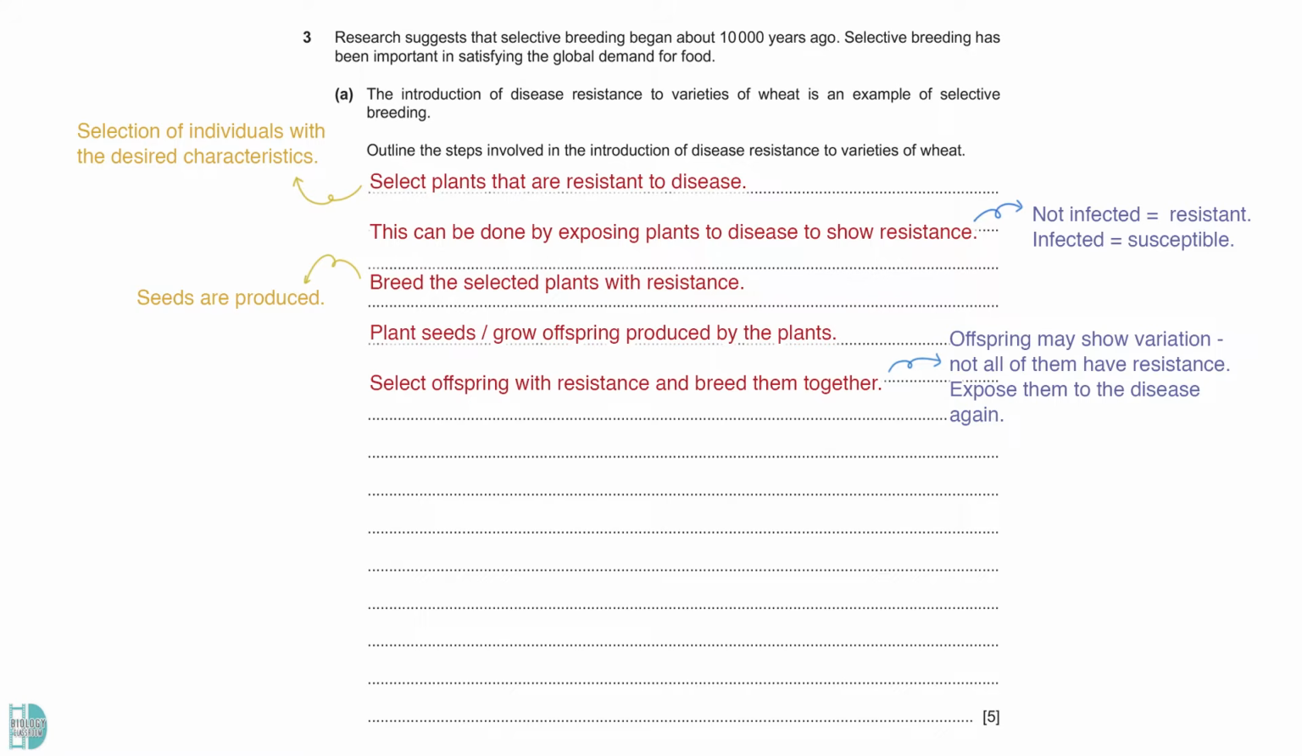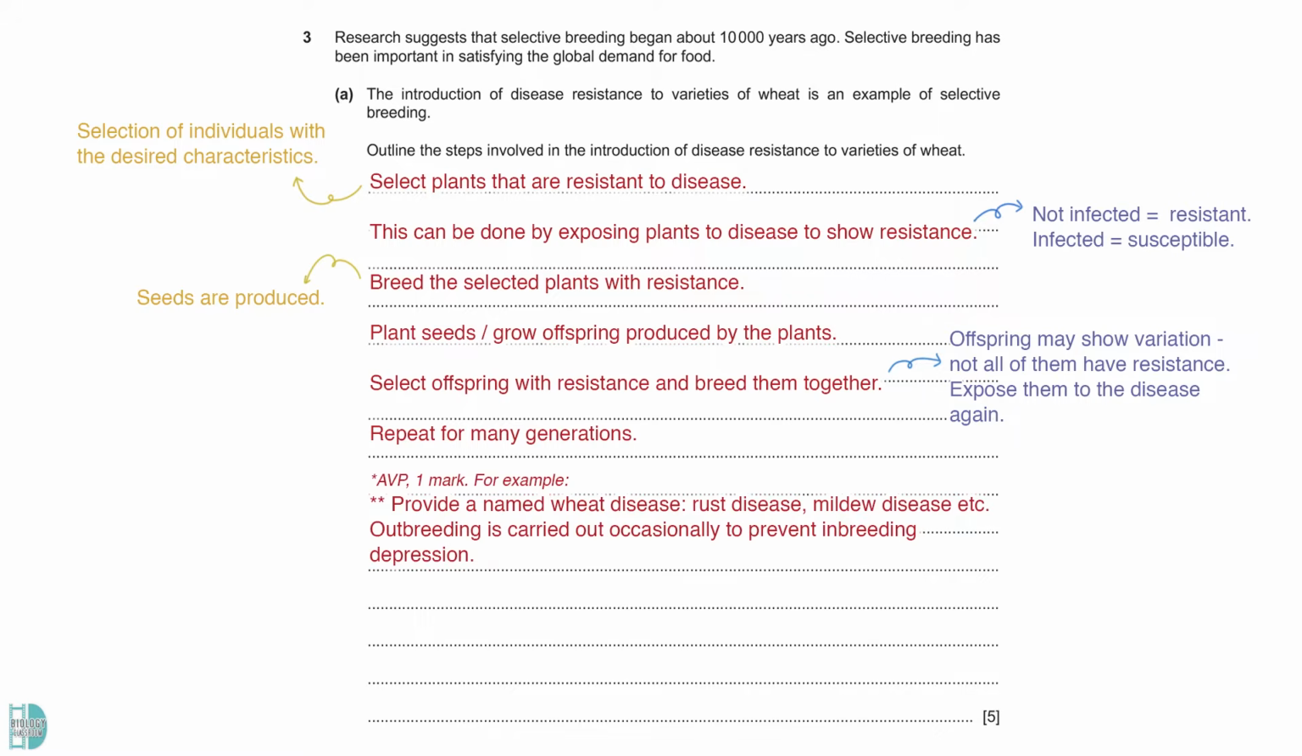The selected individuals are bred together. This process is repeated for many generations. There is a mark for AVP. For example, you can name a wheat disease or talk about why sometimes outbreeding is required.